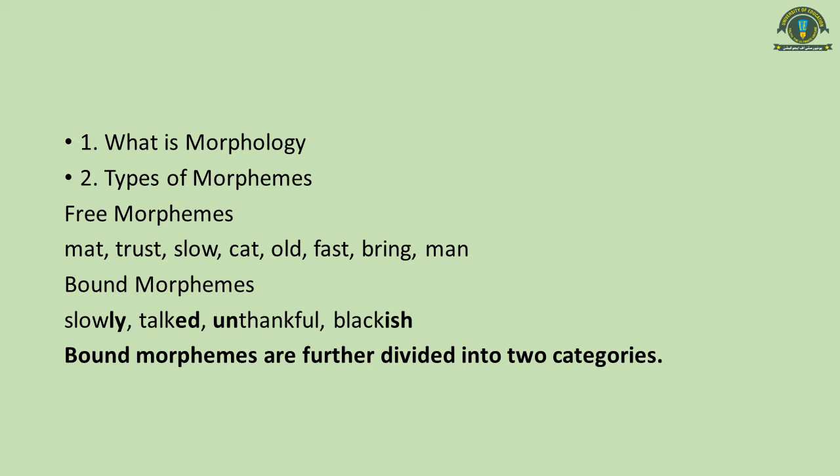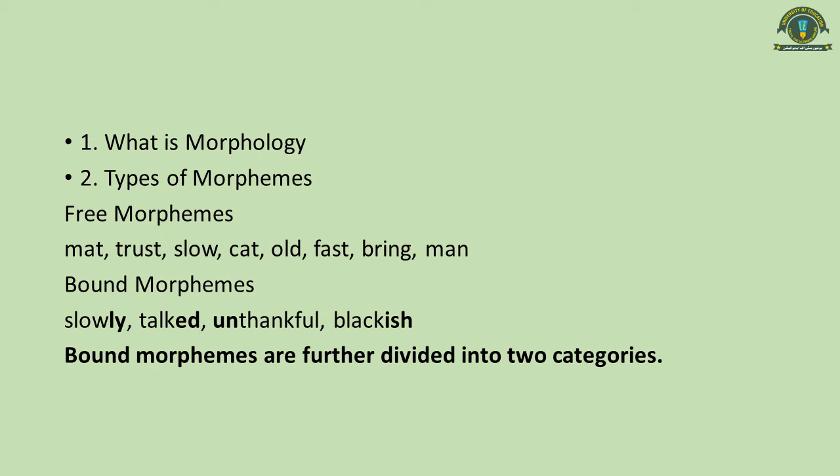Morphemes can be divided into two basic categories called free morphemes and bound morphemes. A free morpheme is a meaningful unit that can stand alone as a word. In other words, it is a word made up of only one morpheme. For example, mat, trust, slow, cat, old, fast, bring, man. These words are all free morphemes because they can all stand freely.